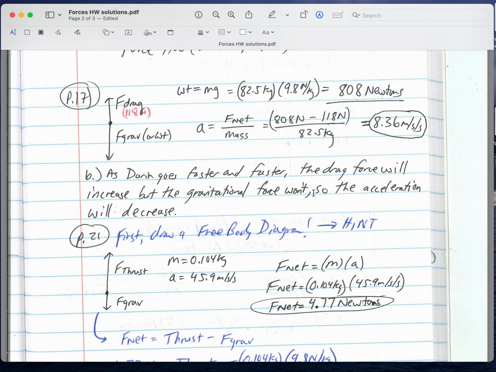And as he goes faster and faster, this drag force will increase, but the gravitational force will stay pretty constant. Close to the Earth, that doesn't change much. So therefore the acceleration will decrease. Eventually this person's going to reach what we call terminal velocity, and that's where they have the same drag resistance as they have gravitational force of the weight.